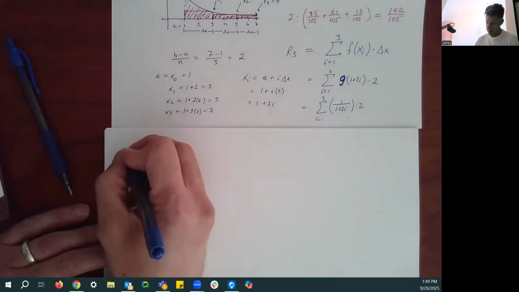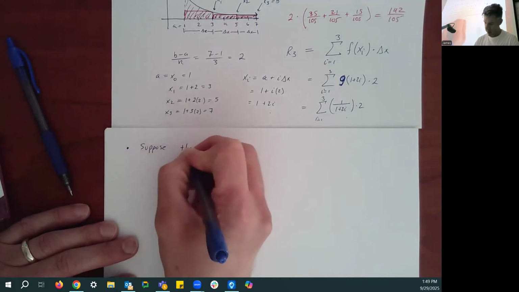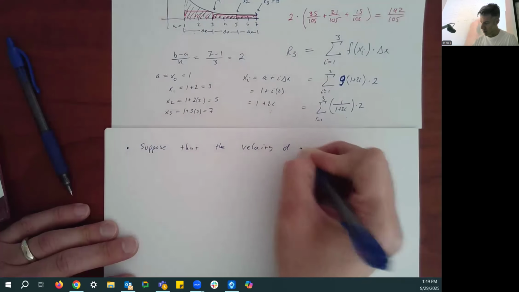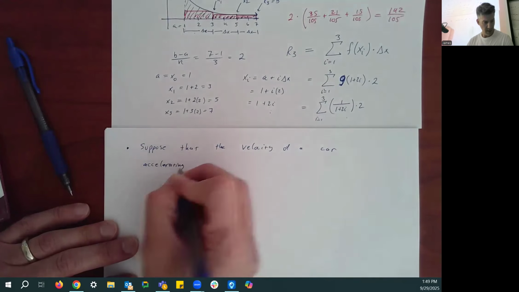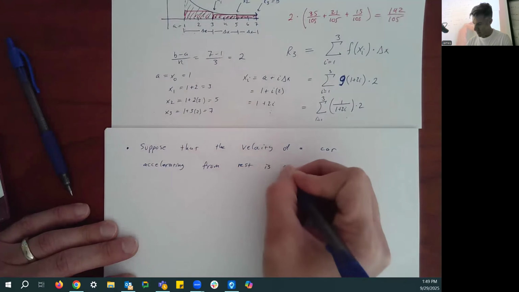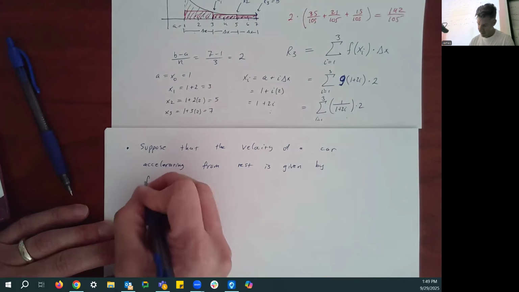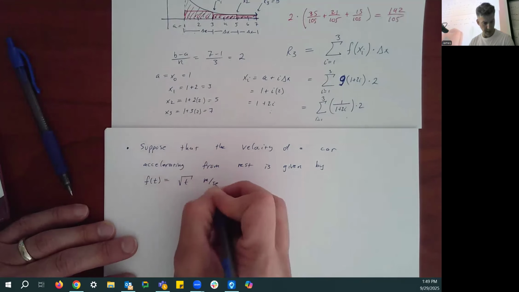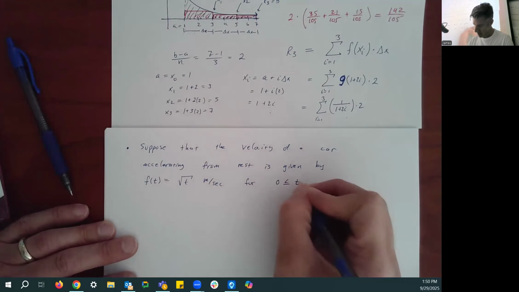Suppose that the velocity of a car accelerating from rest is given by a function we've already talked about today. It is given by f of t equal to the square root of t meters per second, where we're letting time range between 0 seconds and 16 seconds.